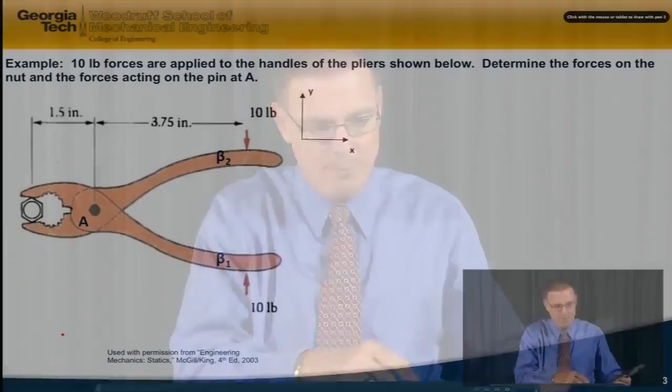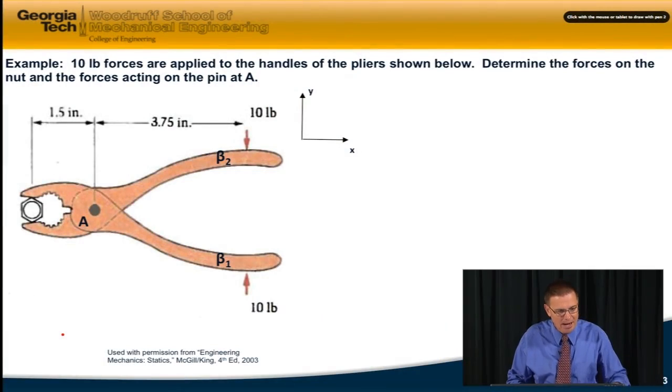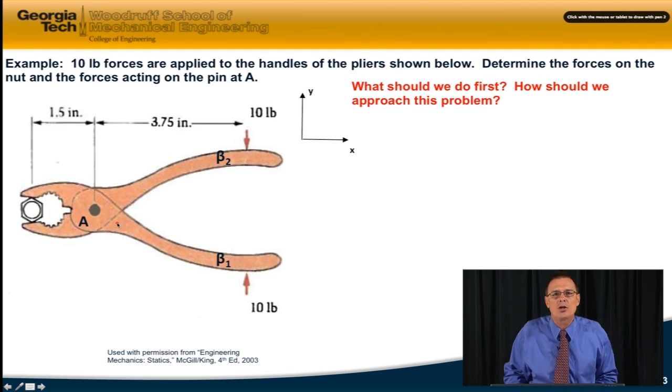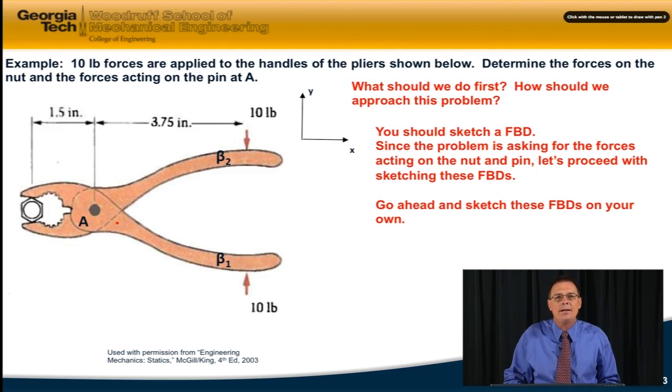And so you can see on my example problem here, I have my pair of pliers, with a 10-pound force applied at each handle, which makes sense. And I'm asked to find the forces acting on the nut and the pin. So your question should be, how should I approach this problem? And hopefully by now you know you should sketch a free body diagram. And since the problem is asking for forces on the nut and the pin, let's go ahead and proceed with sketching those free body diagrams. I'd like you to do that on your own and come on back, and then we'll check and see how you did.